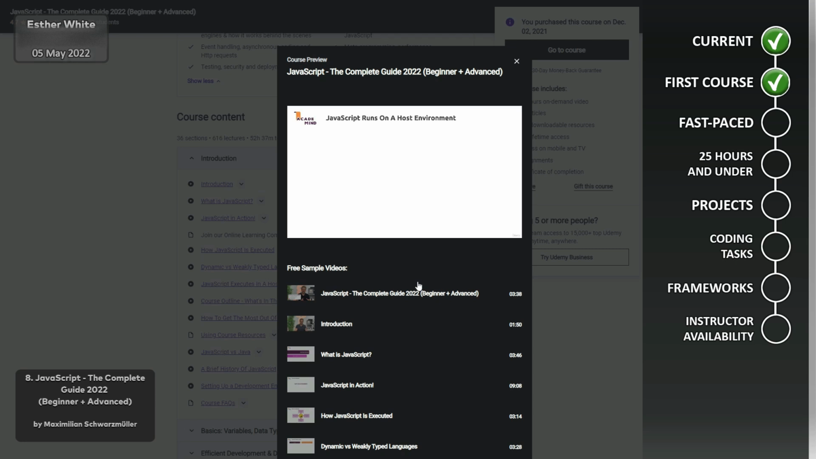A JavaScript engine can be part or can be executed in different environments. The most well-known environment is the browser.